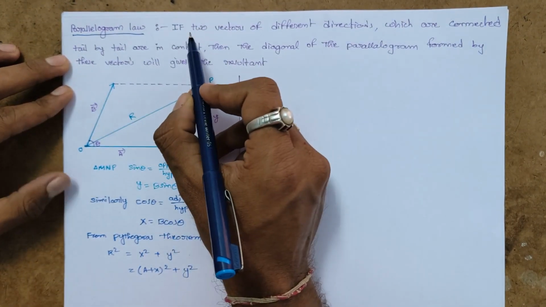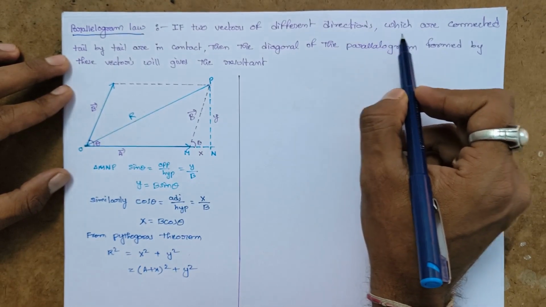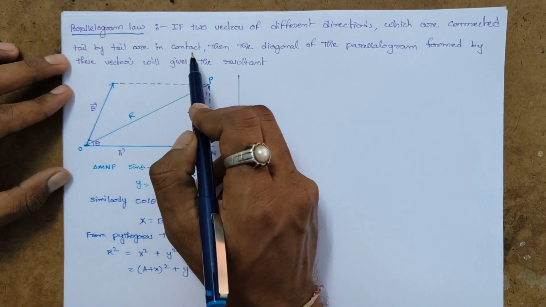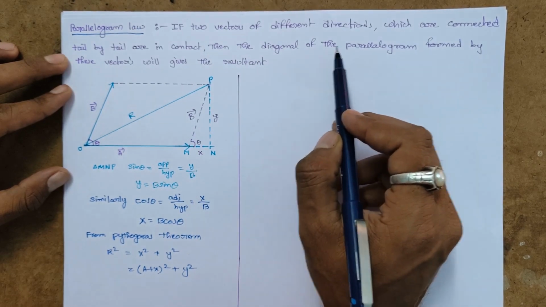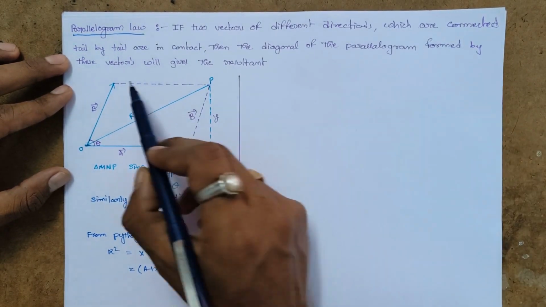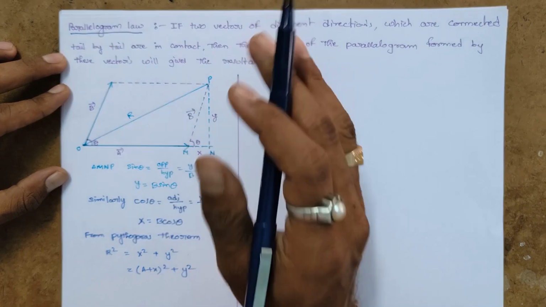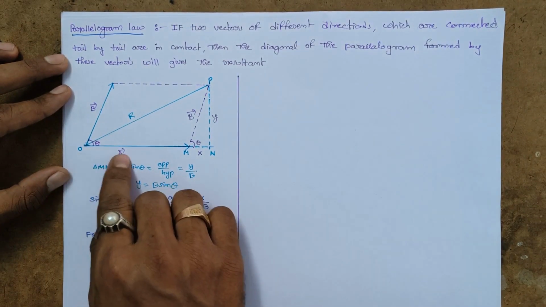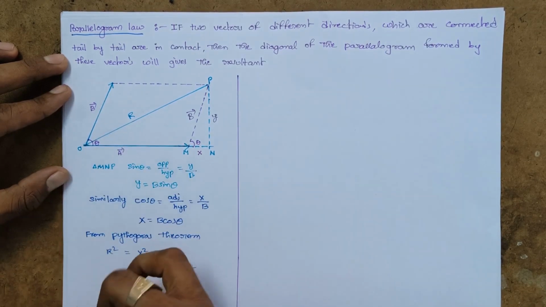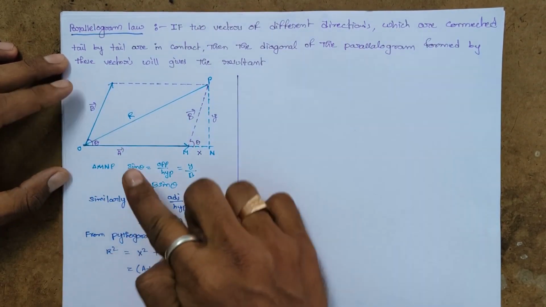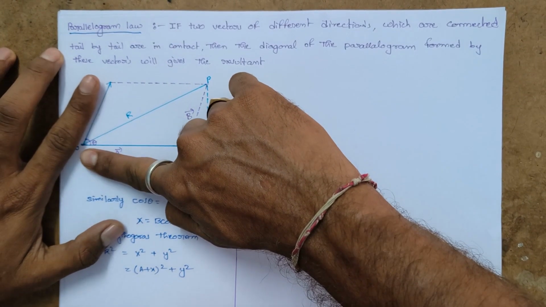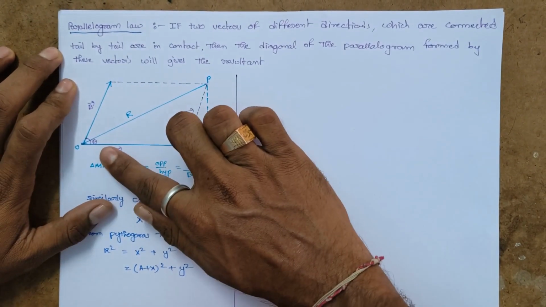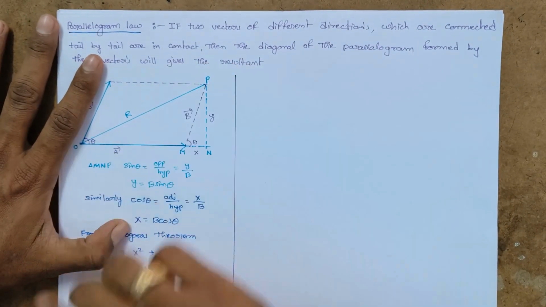Coming to the definition: if two vectors of different directions which are connected tail to tail are in contact, then the diagonal of the parallelogram formed by the vectors will give the resultant. Okay. So look at this diagram. Here I have two vectors. A is one vector and B is another vector. These two vectors are connected tail to tail. These are the heads.